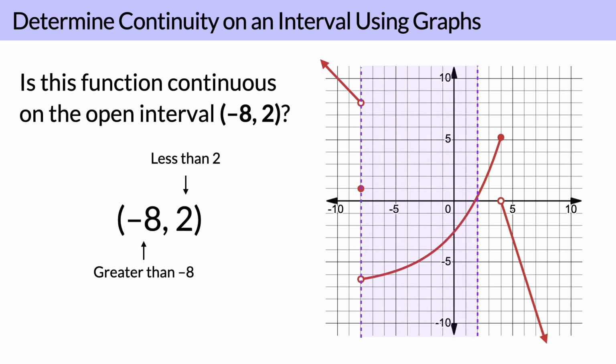You may have noticed that there's a jump discontinuity at x equals -8, but that's still outside of the open interval. Remember that for open intervals, the behavior at the endpoints does not matter. On the open interval from -8 to 2, we can draw the function without picking up our pencil. Therefore, this function is continuous on the open interval from -8 to 2.